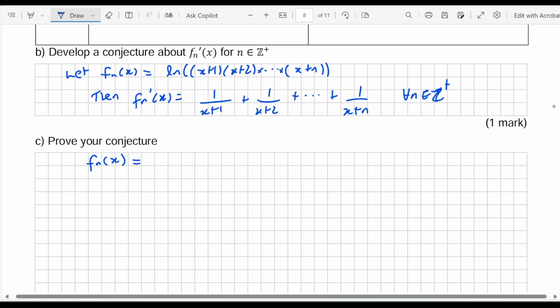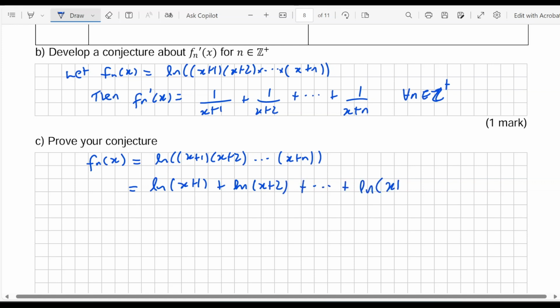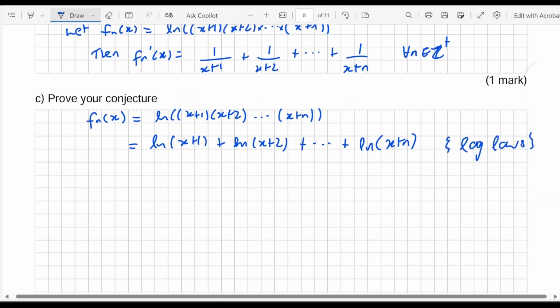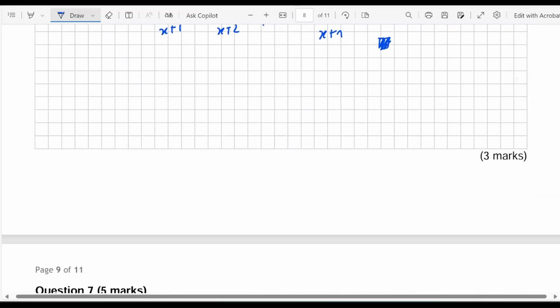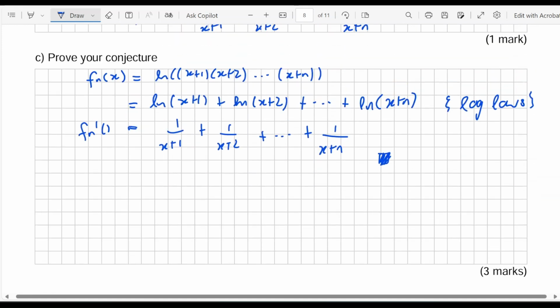All right, prove the conjecture. fn of x is log of x plus 1, x plus 2, all the way up to x plus n. So this is log of x plus 1 plus log of x plus 2 plus all the way up to log of x plus n. This is from your log laws. So this is 1 over x plus 1, 1 over x plus 2, and 1 over x plus n. And we proved it. That is the derivative.